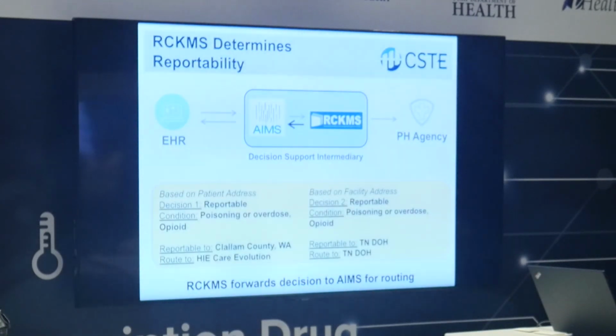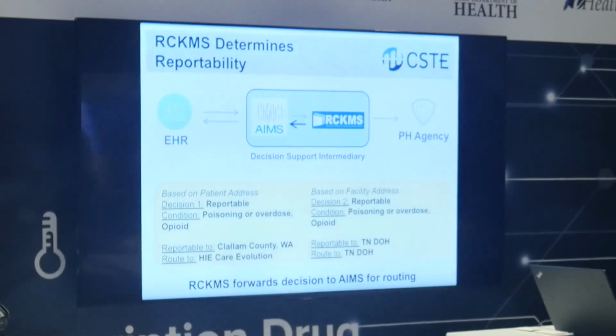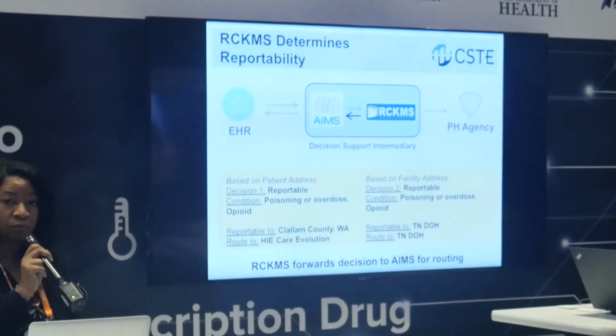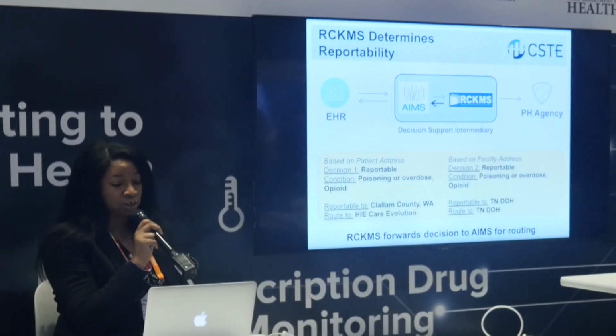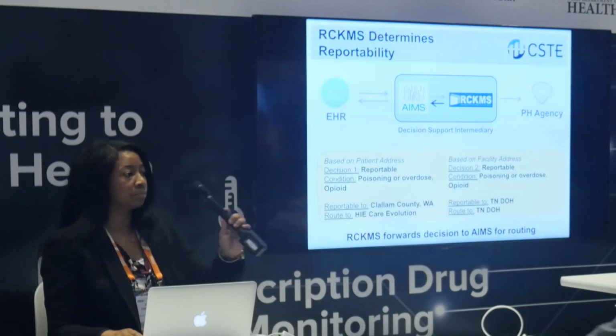So RCKMS outputs both of those decisions, routing details, and additional information into a single XML that HIMSS will include in the reportability response that will be sent back to the provider. The EICR and the RR will also be sent to Calhoun County, Washington's HIE, which is CareEvolution, and will also be sent to Tennessee directly. So with that, we're turning it over to HIMSS to show you more about routing.